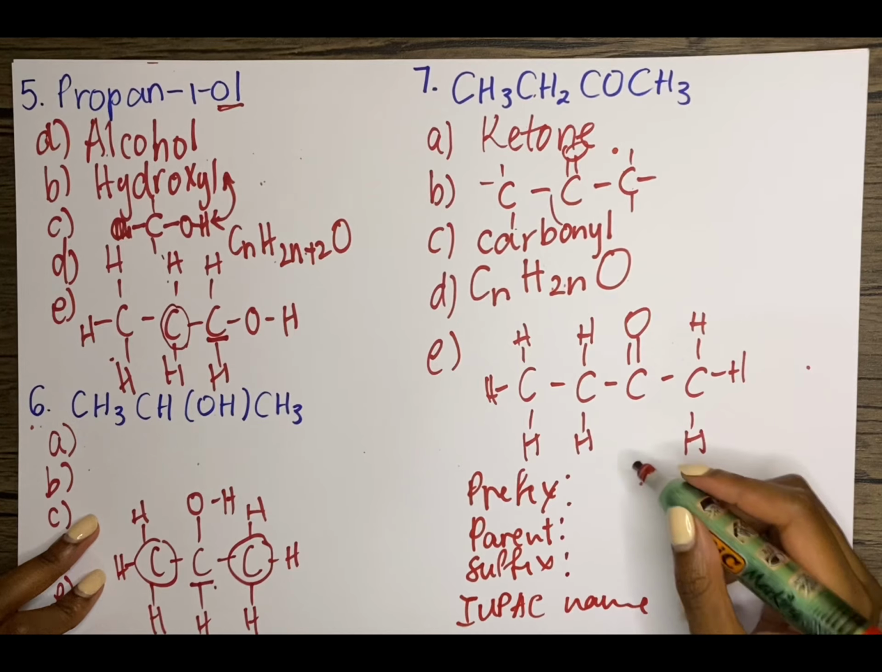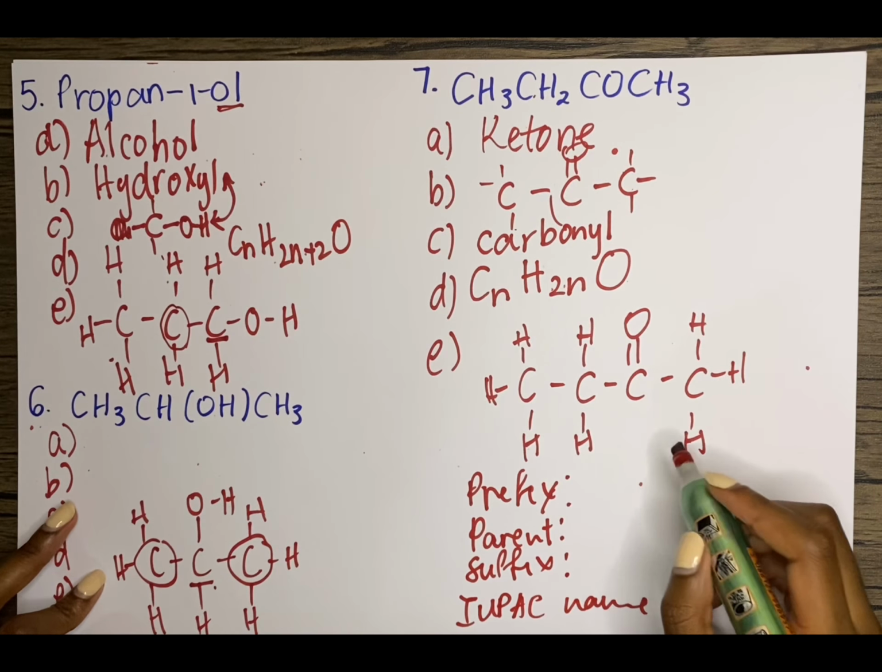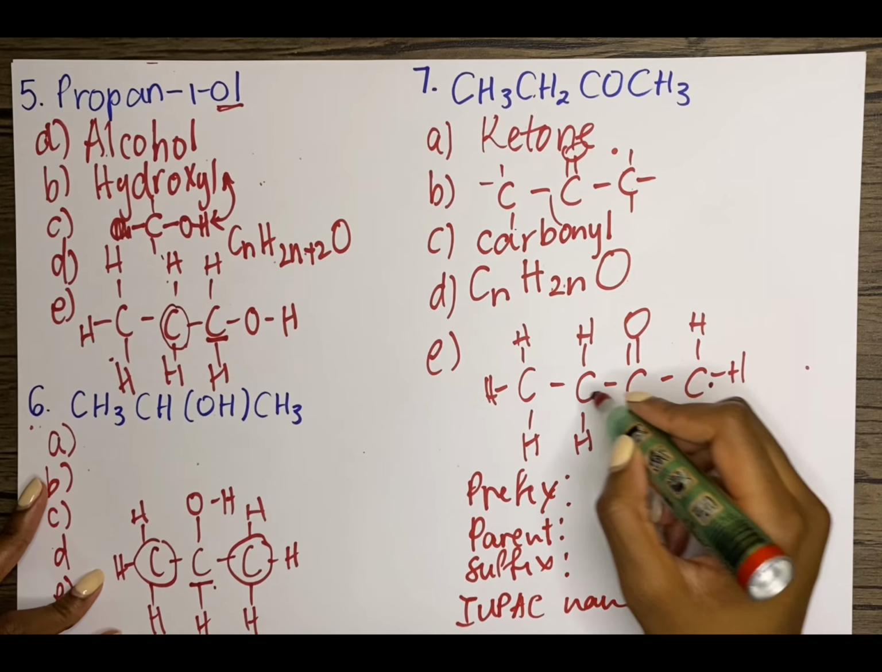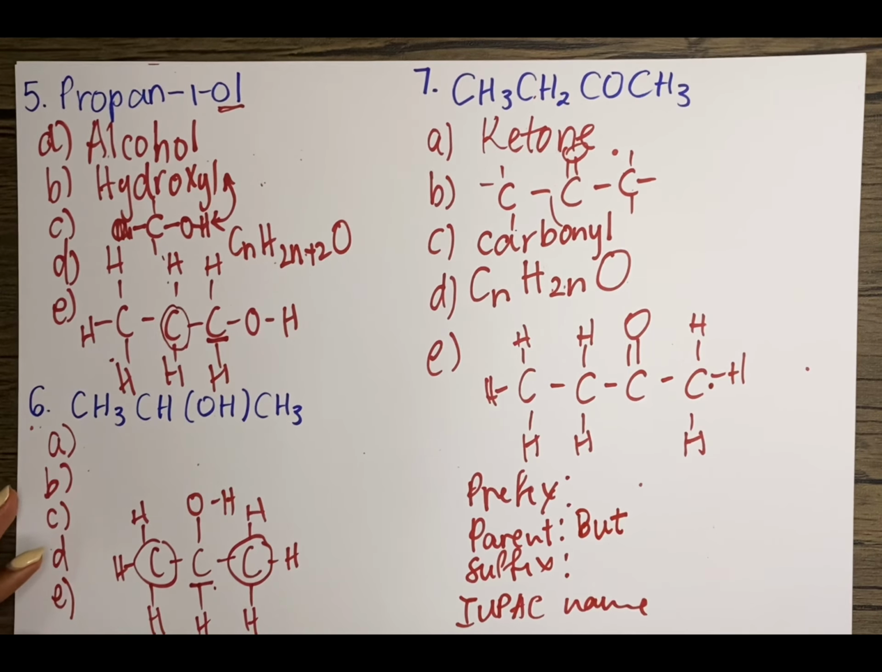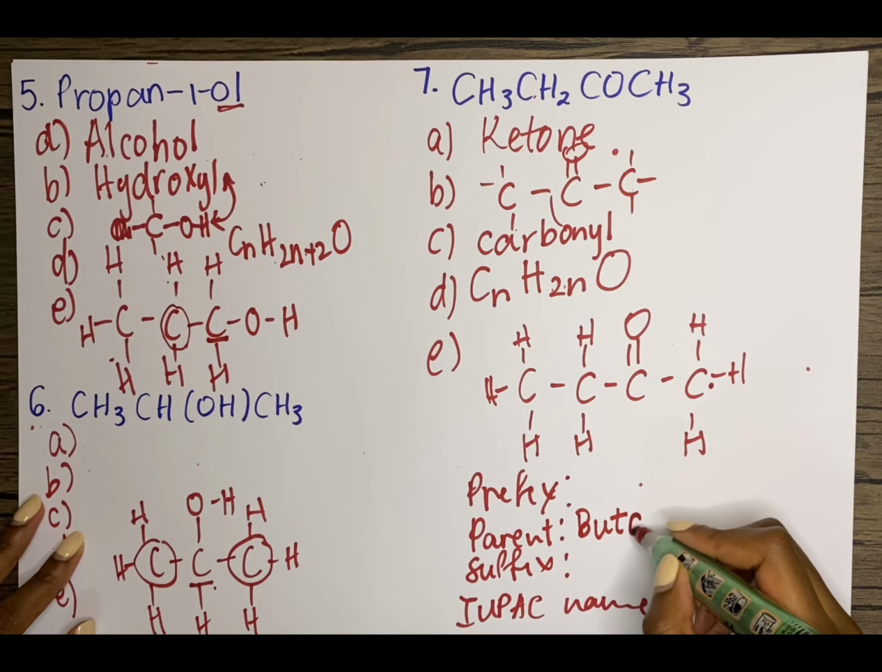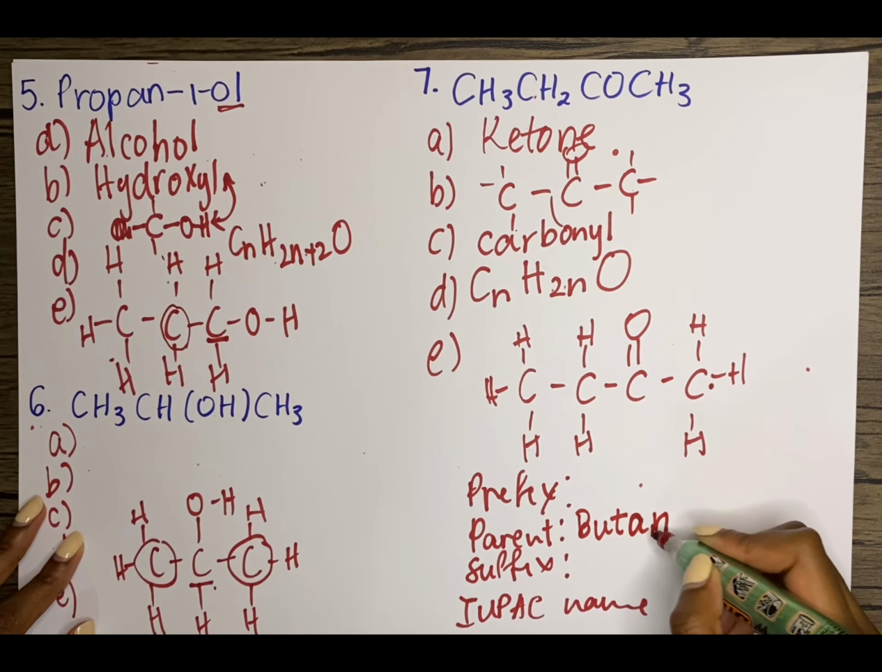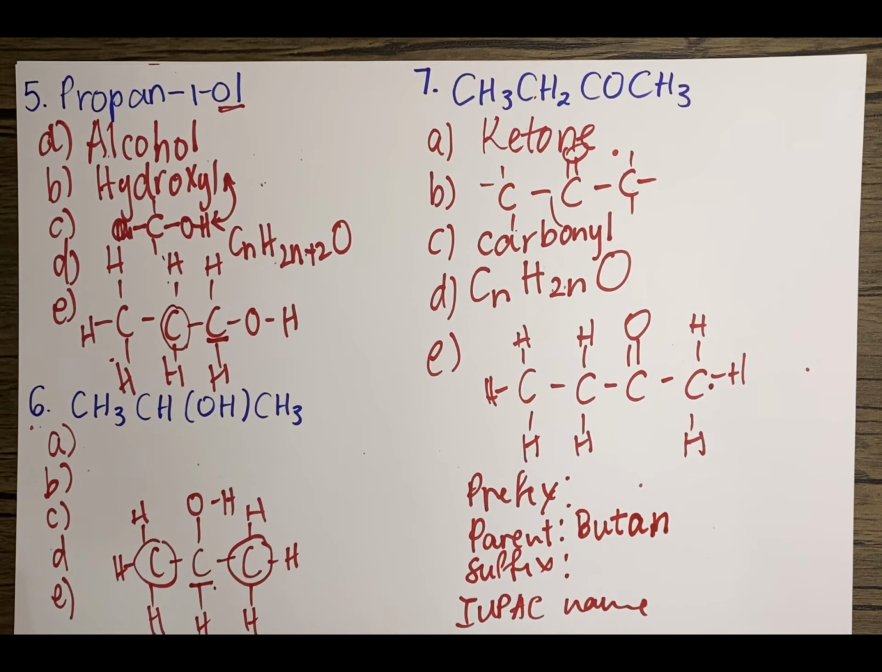So the prefix, we'd have nothing. The parent is, we have 1, 2, 3, 4. So that's but, right? But when we are naming the organic molecules that have the oxygen, then we use butane in our parent chain. So when we're doing the saturated and the unsaturated, then we use prop, but, butane, butene.